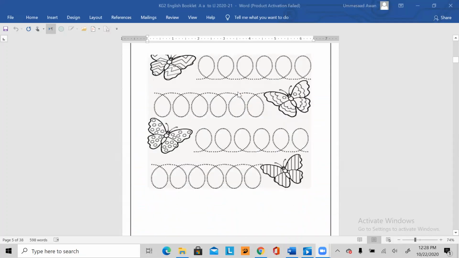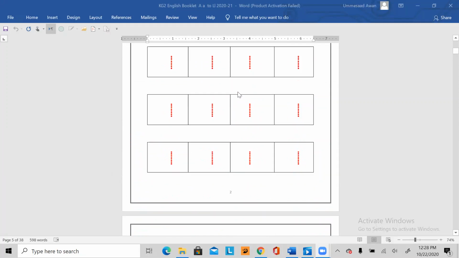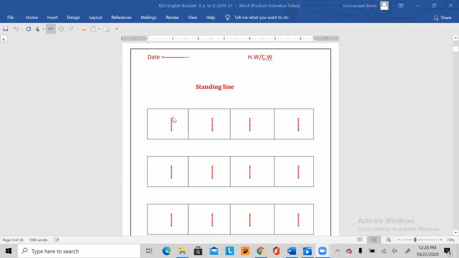But before I introduce this, here is the standing line. Okay, when we start our work in KG, we cannot hold the pencil, so to make strong finger coordination and to recognize the basic lines, we are teaching all the students before starting any letter. This is standing line. Okay, read with me, standing line.